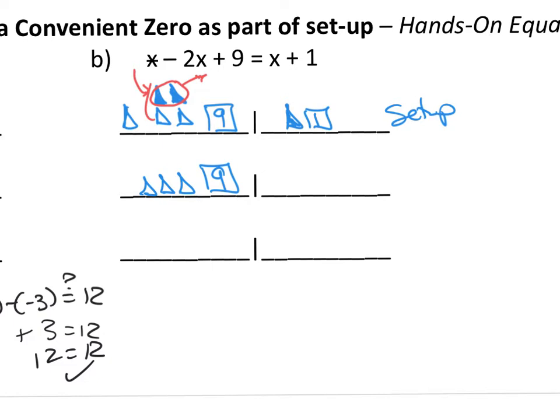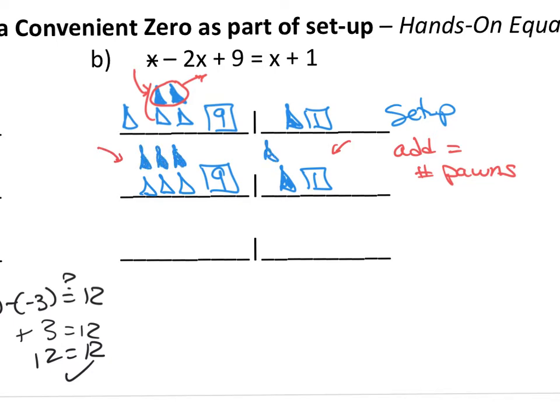So now at this point, we've reset here. You have to decide what you want to get rid of. And for me, remember, I always keep the bigger number by itself. And so my goal would be to get rid of these pawns. To get rid of those pawns, I need to have 3 blue pawns. So I'm going to add 3 blue pawns to both sides. So I'm going to add an equal number of pawns. 1, 2, 3, and over here.